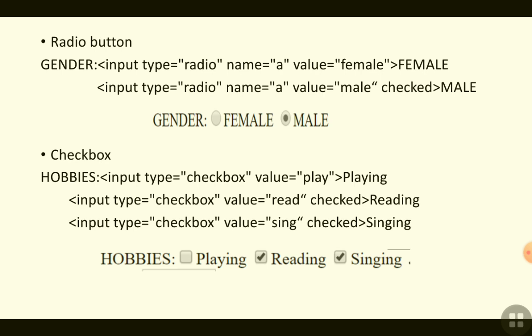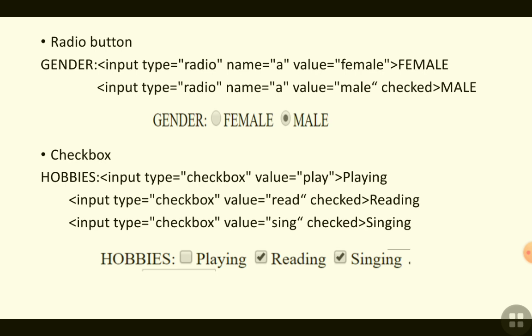Pre-selected means when you run the code in the browser, automatically that option will be selected. So to create pre-selection, we have the checked attribute. If I write checked in front of female, then the female option will be pre-selected.